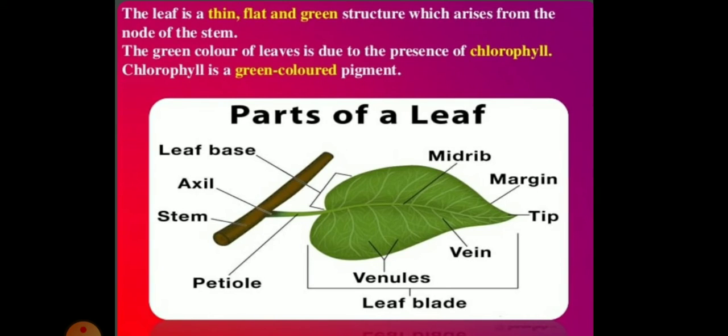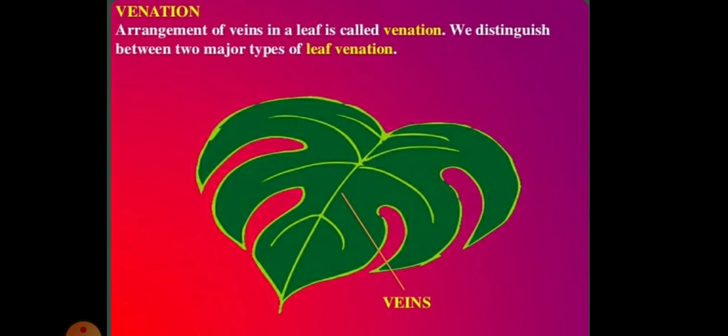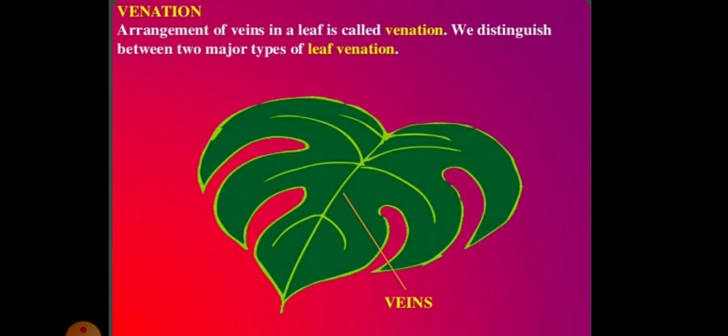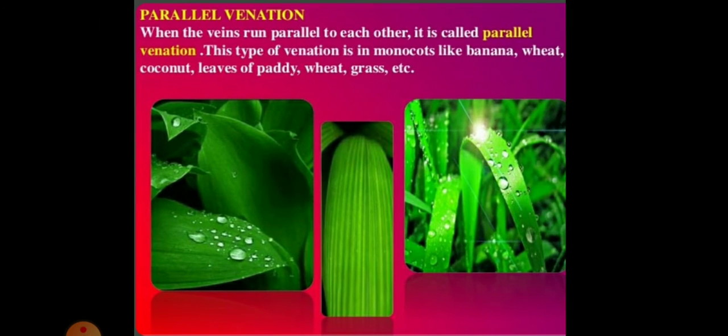The leaf blade has many fine veins forming a network-like structure. The arrangement of the veins in a leaf is called venation. We distinguish between two major types of leaf venation. First is the parallel venation. Children, you can see in the picture an example of parallel venation. When the veins run parallel to each other, it is called parallel venation.